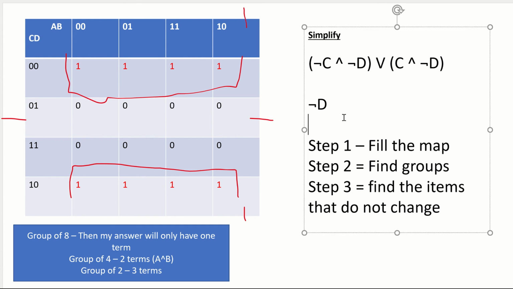Now, I'm going to do a second video on how to do the exact same thing but using Boolean algebra simplification. So year 12, that's not for you.